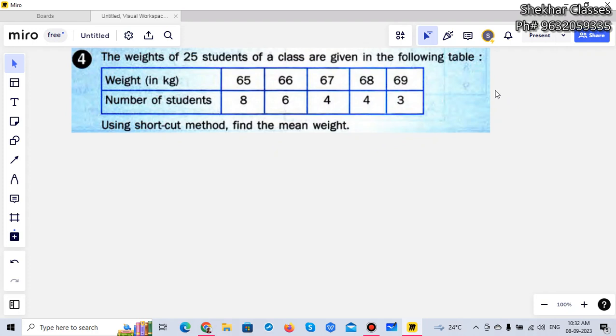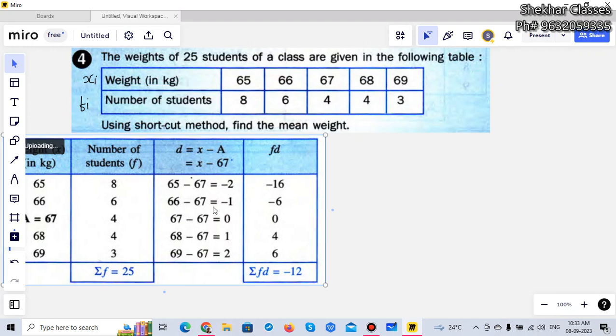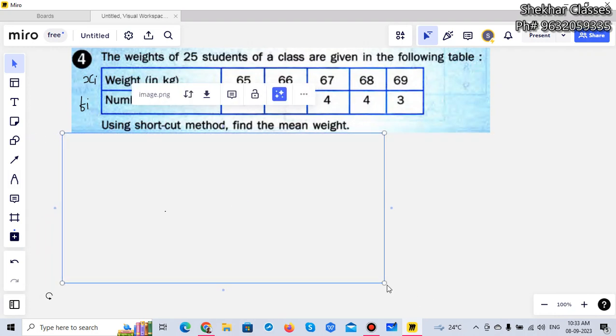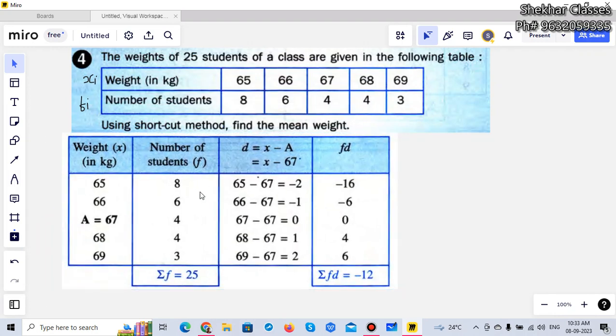So we have a formula for shortcut method also, and you must be aware of it. So we will use a shortcut method. Shortcut method is what? We have to make a table in it. These are all xi, we call it xi, and these are frequency fi. So the table would be something like this, right? Now, what is the table saying in it? That is, see, 65, number of students 8.